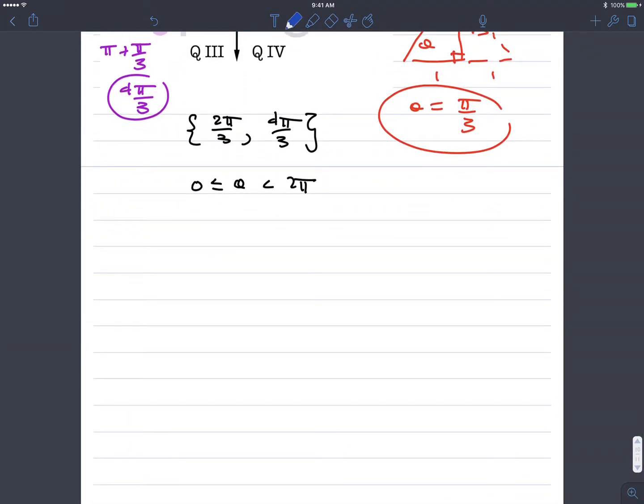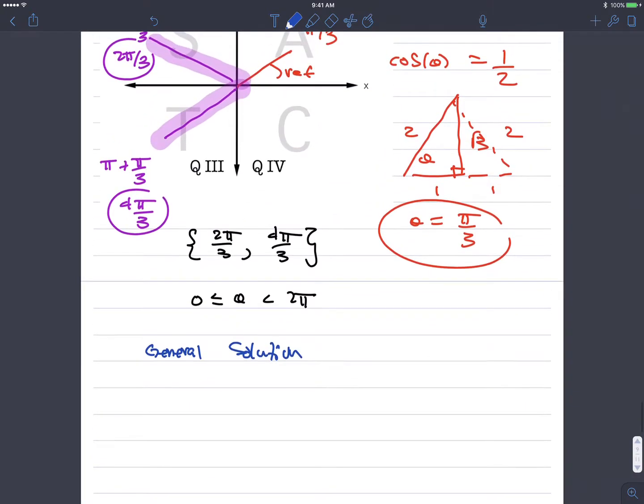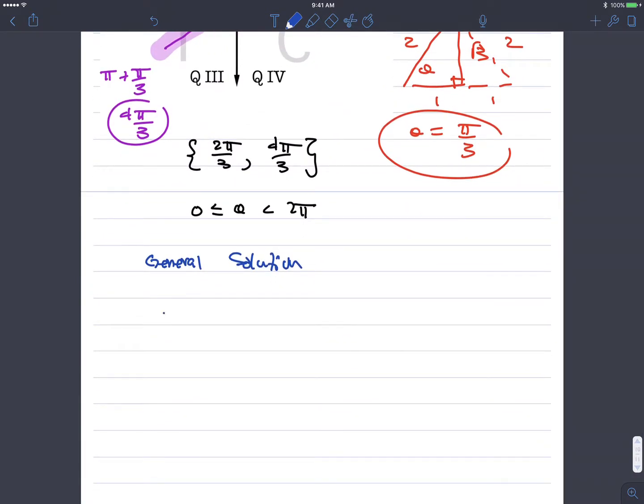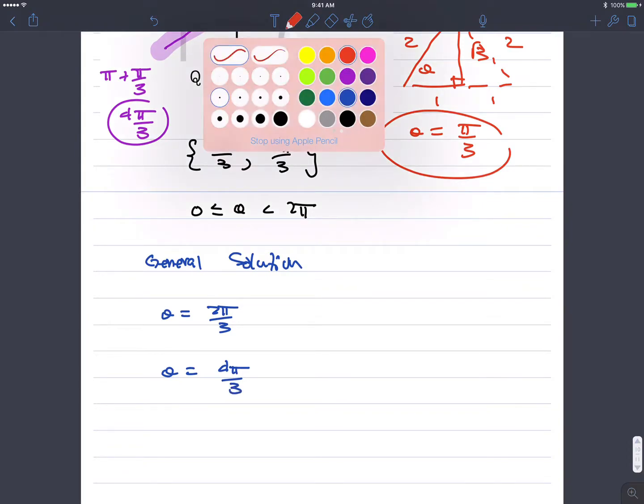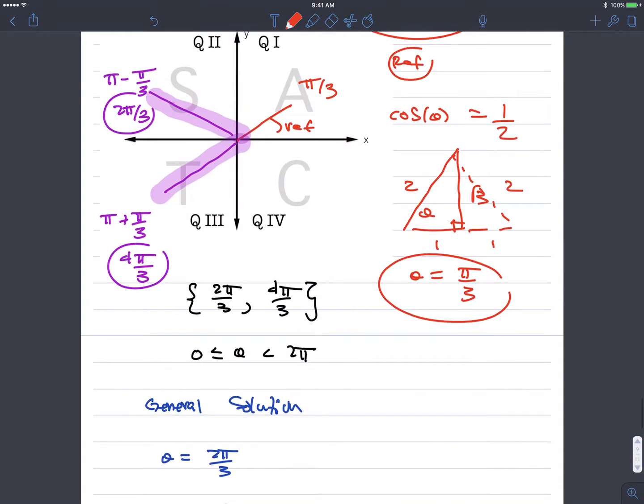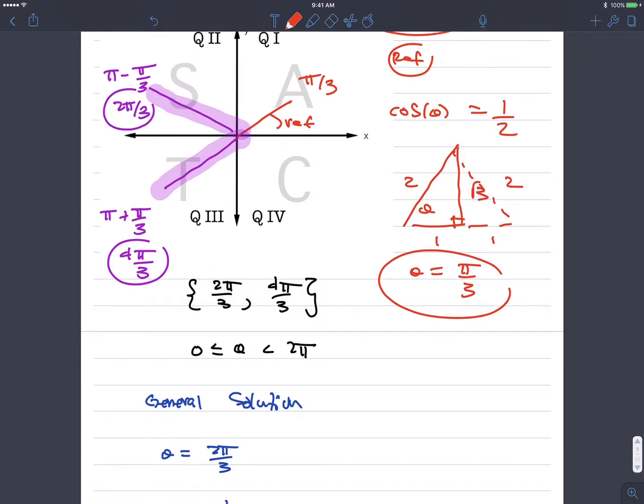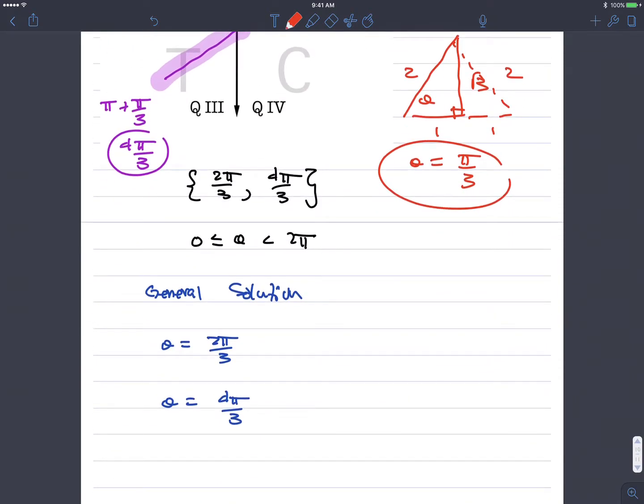Looking back at the book, here's what we see. General solution now. You guys already know. What do we do? Theta being 2 pi over 3, theta being 4 pi over 3. What do we add? Multiple of n pi or 2n pi? Let's look at our picture. This is not even a solution. It's a reference angle. What do we add? 2n pi. Good.